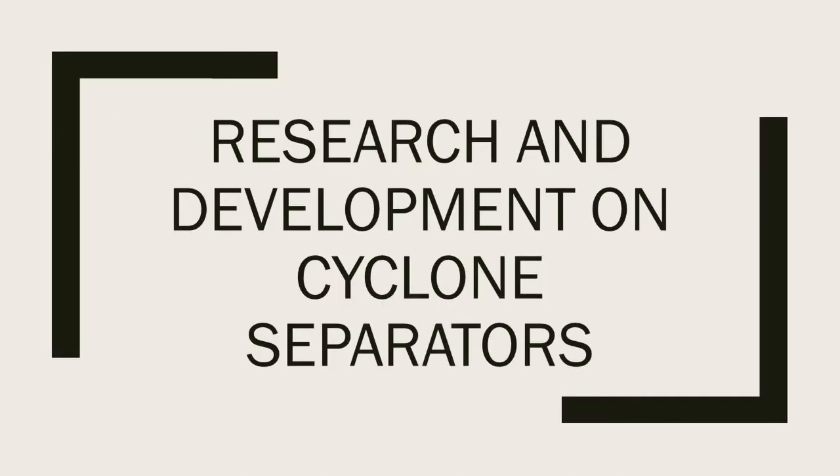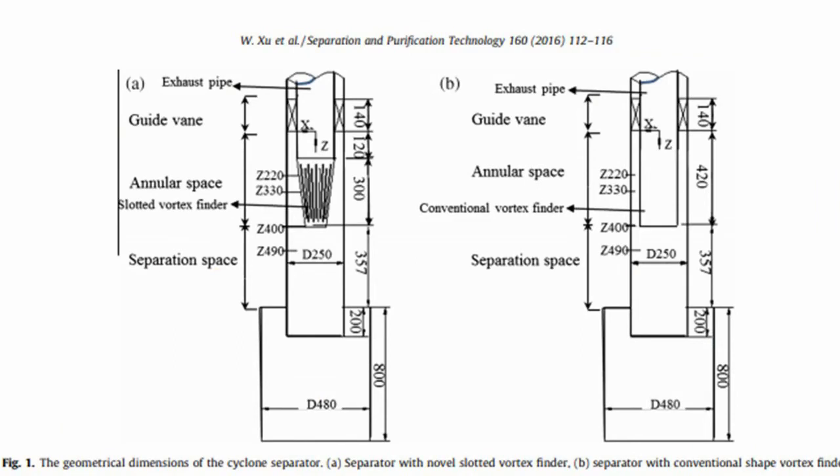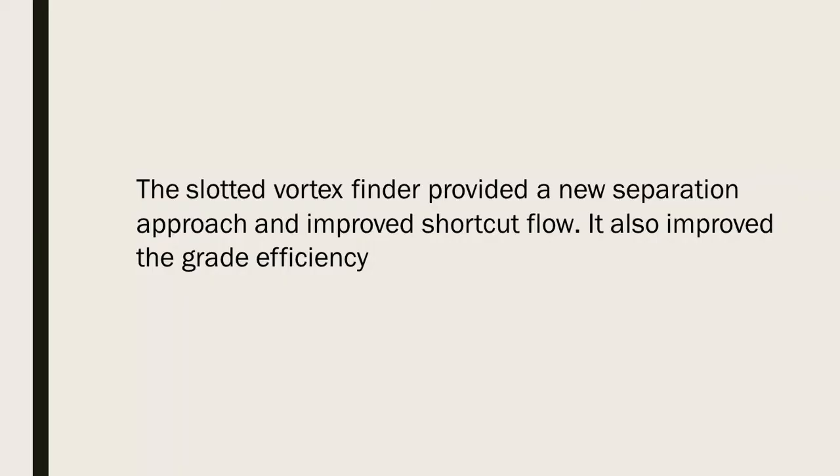This would be the last topic for the cyclone separators, which is the research and development. In this study, the performance evaluation of a new cyclone separator, they added a slotted vortex finder to the cyclone separator, aiming to reduce instabilities and pressure drop, which both affect the efficiency of the cyclone separator. Here are the geometrical dimensions of the cyclone separator for a separator with novel slotted vortex finder and for a separator with conventional shape vortex finder. The slotted vortex finder provided a new separation approach and improved shortcut flow. It also improved the grade efficiency.